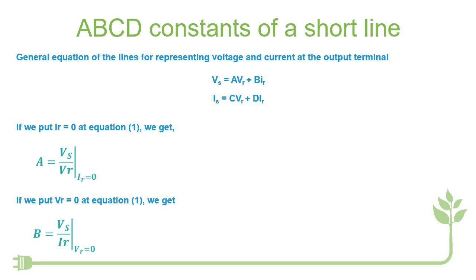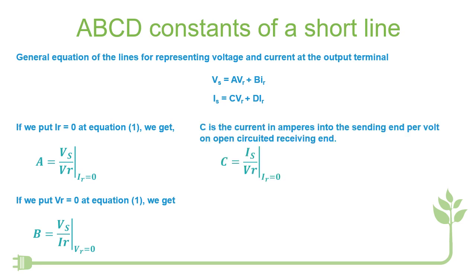Hence, B indicates the impedance of the transmission line when the receiving terminals are short-circuited. This parameter is referred to as the transfer impedance. C is the current in amperes at the sending end per volt on the open-circuited receiving end, and it has the dimension of admittance. Therefore, C is equal to IS over VR.